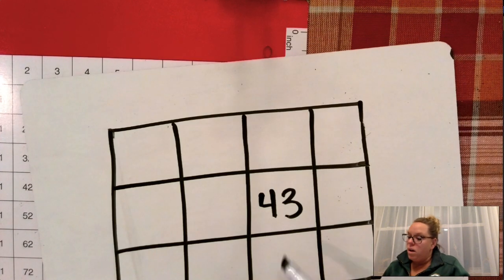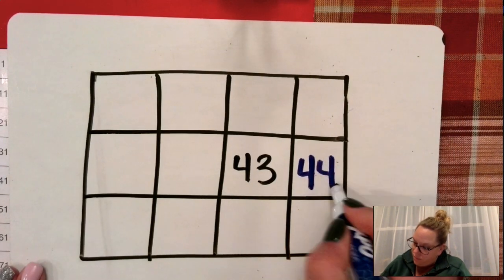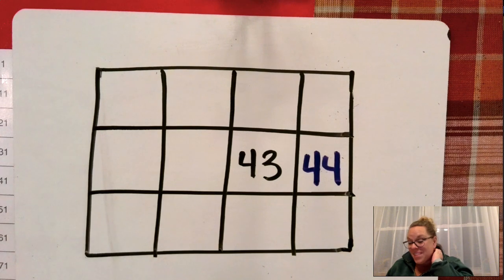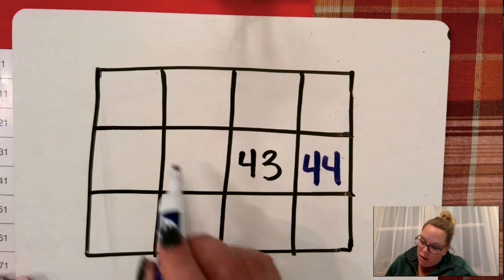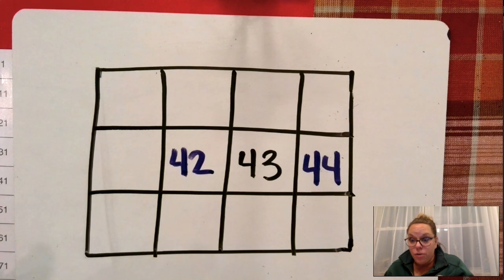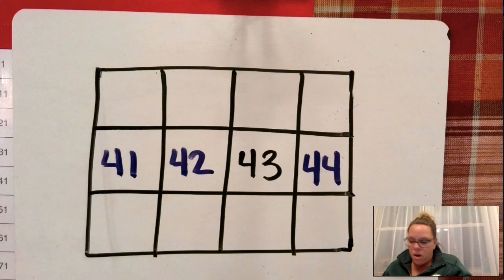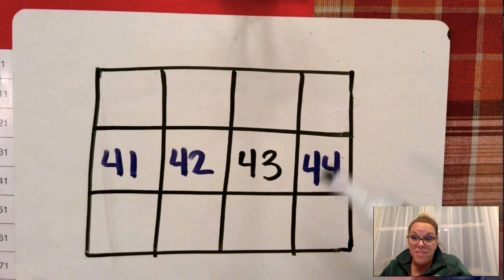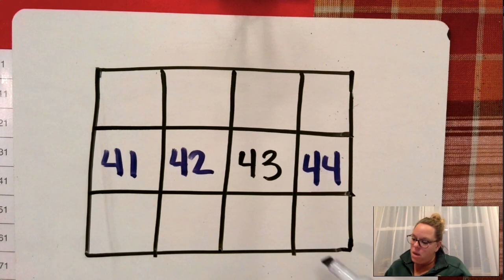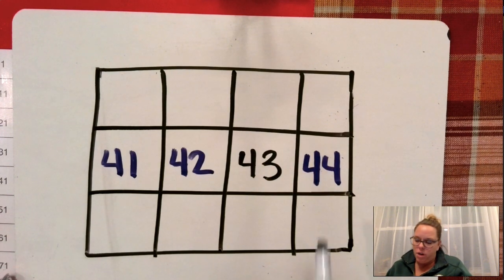All right, what comes after 43 when you count? 44, right. What comes before 43? 42. And what comes before 42? 41. All right, now that we have this middle row filled in, we have to fill in the top and we have to fill in the bottom. So let's start at 43. What's above 43 on your 100 numbers chart?